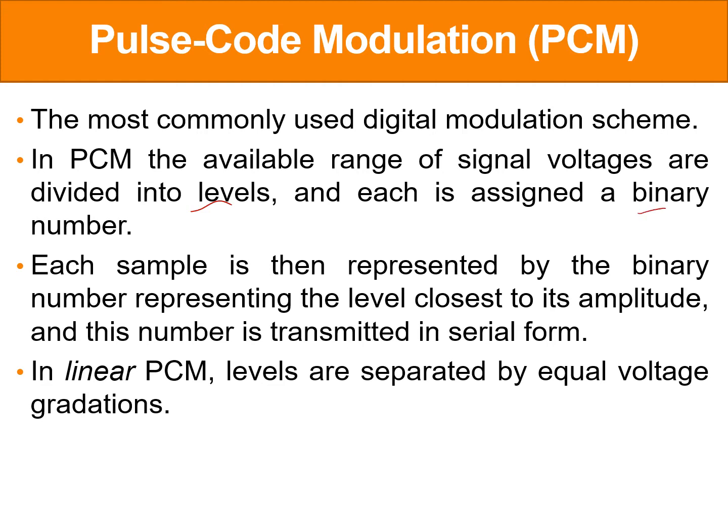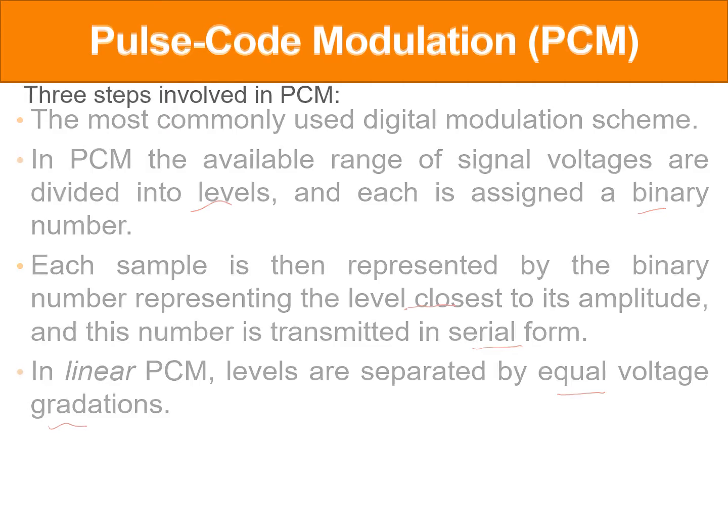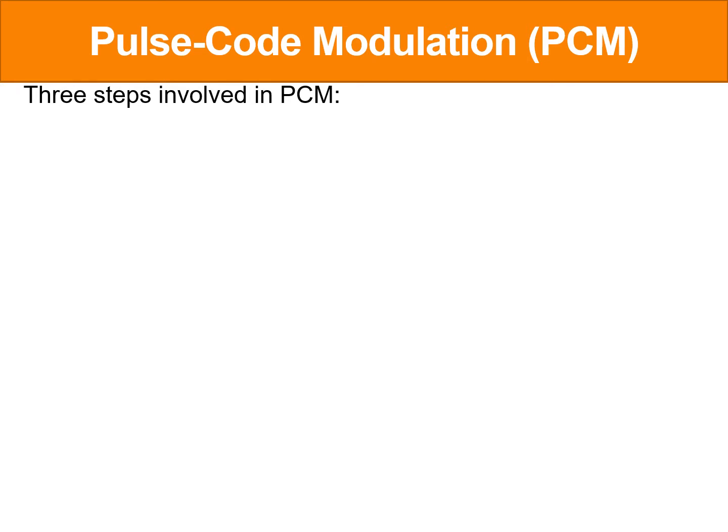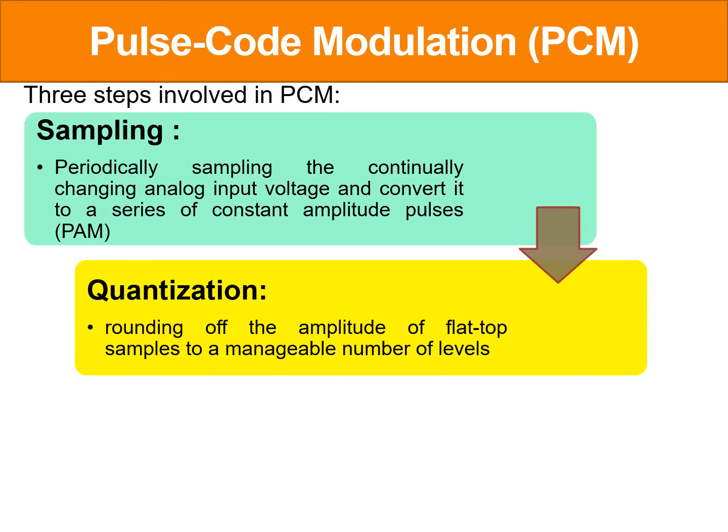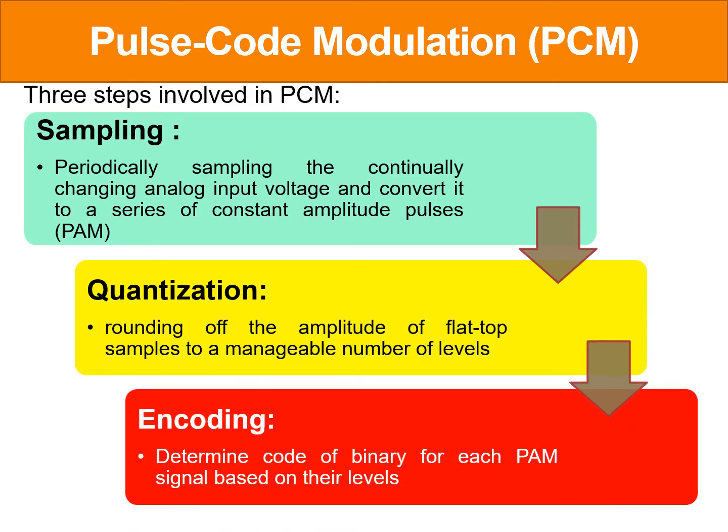Each sample is then represented by the binary number representing the level closest to its amplitude, and this number is transmitted in serial form. So in linear PCM, levels are separated by equal voltage gradation. So the pulse code modulation steps are first sampling, next is quantization, and lastly is encoding.